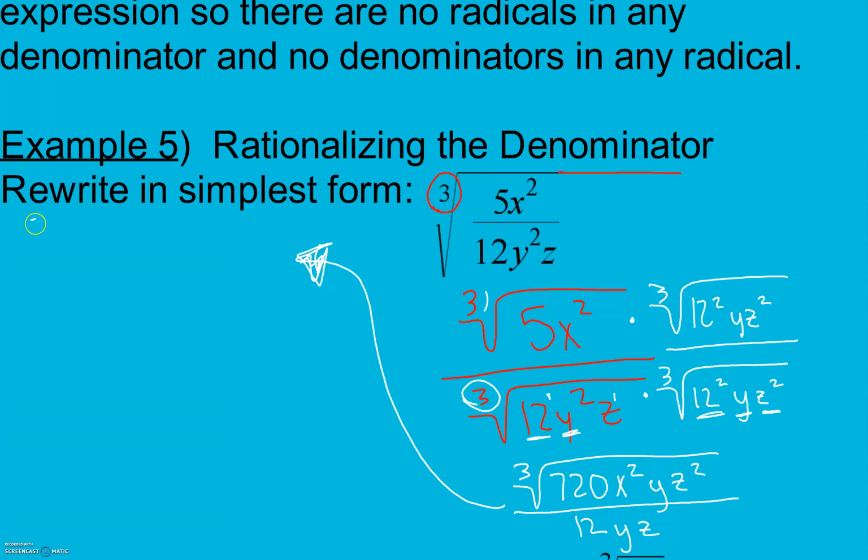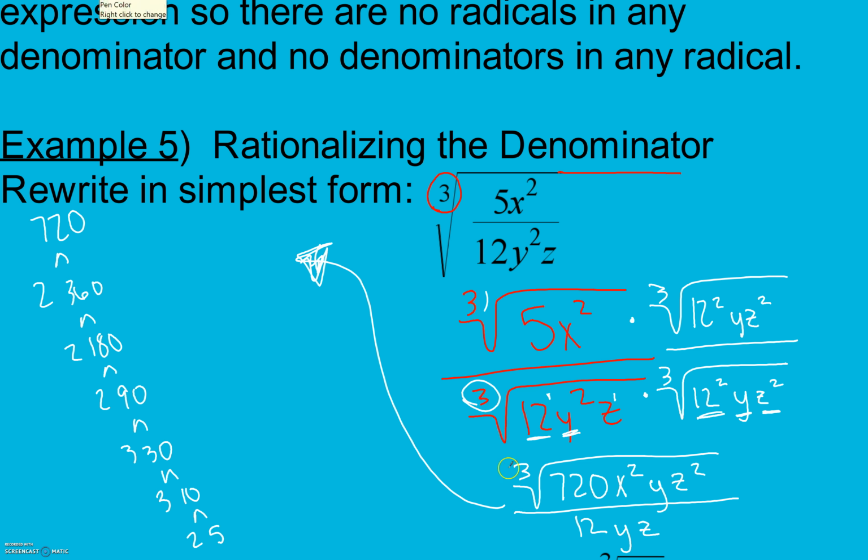720 we've done before, but that's going to be 2 times 360, which is 2 times 180, which is 2 times 90, which is 3 times 30, which is 3 times 10, which is 2 times 5. However you want to break it down there, doesn't matter. What does matter is that when it comes to groups of 3, I have a group of 3 2's, and I can take that out. So what I have here is 2, and inside I have 3 times 3 times 2 times 5, which is 90. 9 times 10, 90.